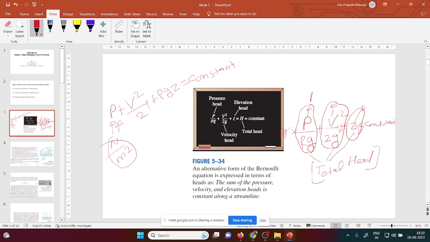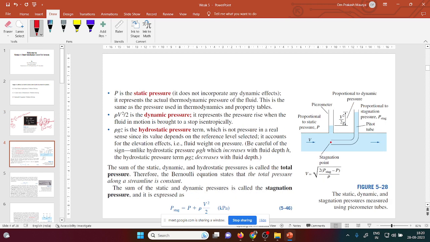So we'll use this concept in the coming slide. Okay, what was the equation? Only P, not P by rho g, and rho V square by 2 plus rho g Z equal to constant.